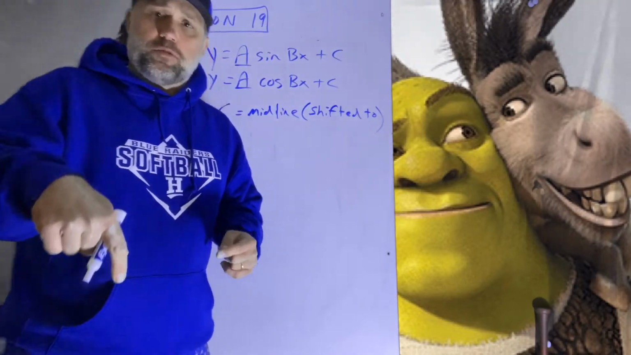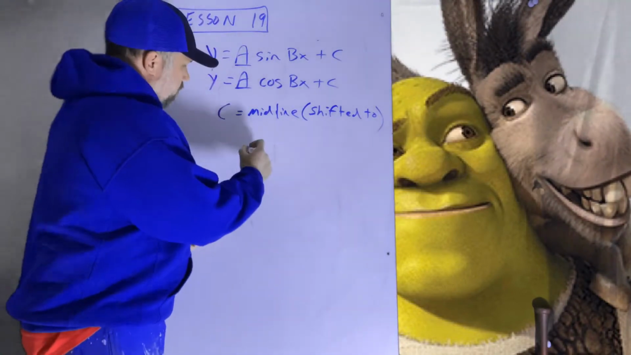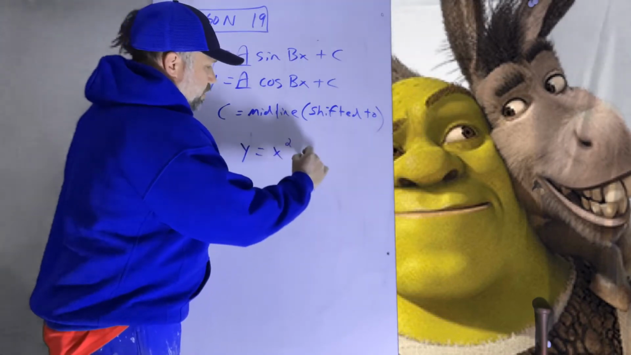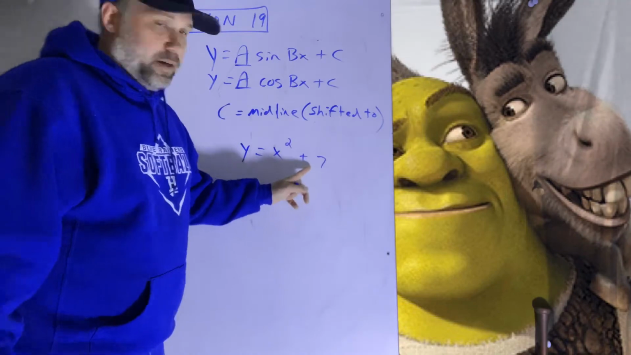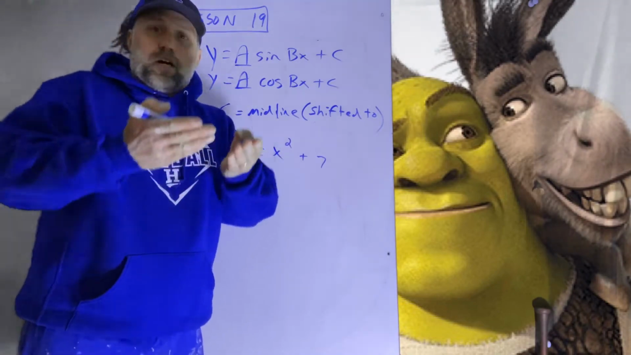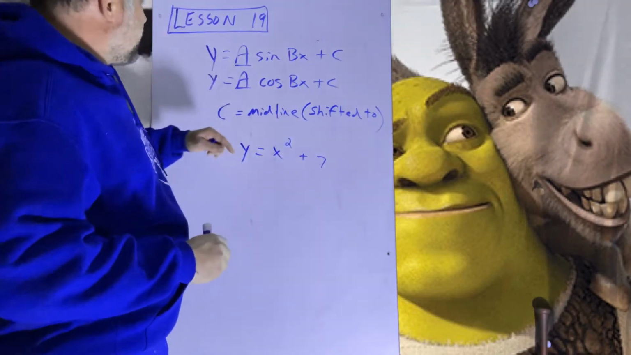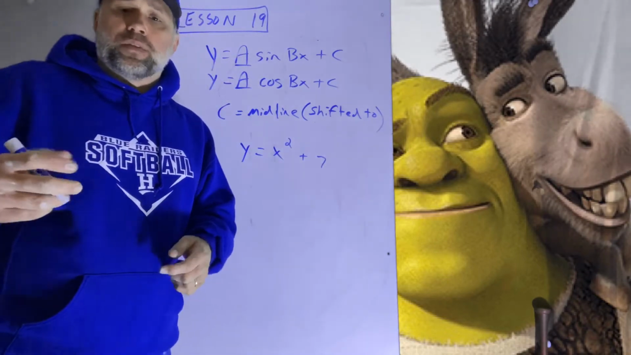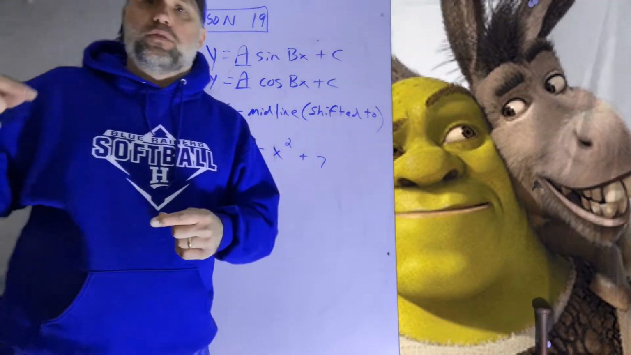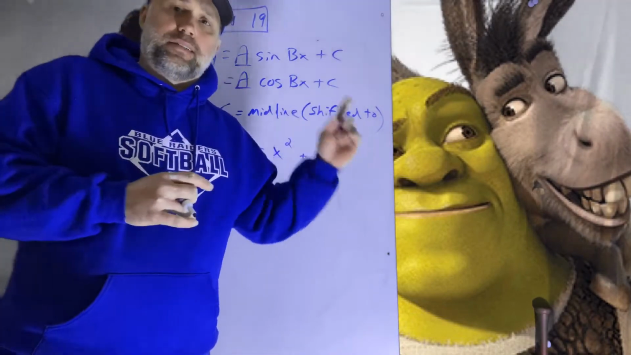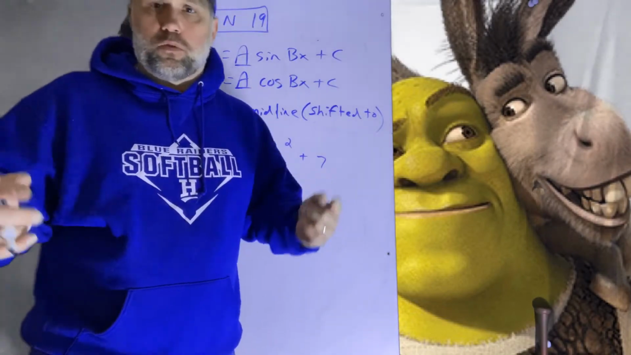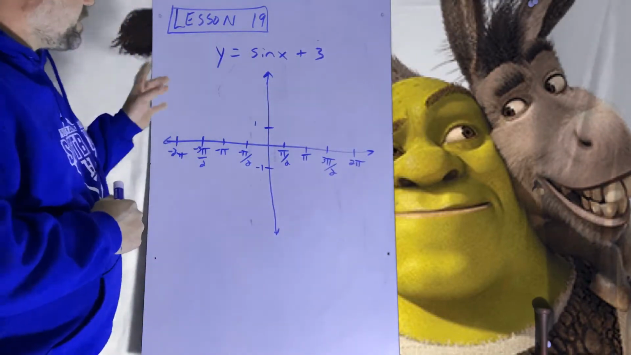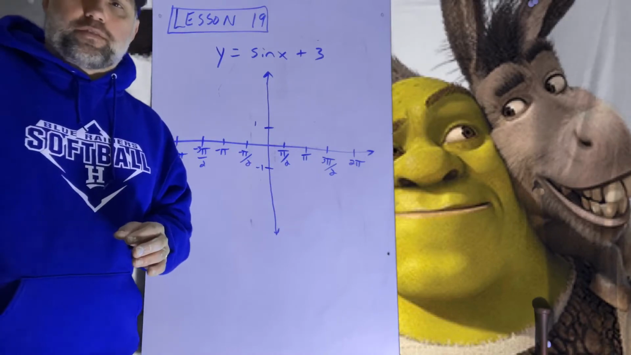Now we've done shifts before with other graphs back when we were in school. For example, if I took x squared and put a plus 7 after it, that plus 7 would move the parabola up 7 units. It's the same concept for sine and cosine. So I'm going to show you two examples. One's pretty basic, and the other one's going to combine what we did in the last lesson with today all in one. The first one we're going to do is y equals sine x with a plus 3 on the end.